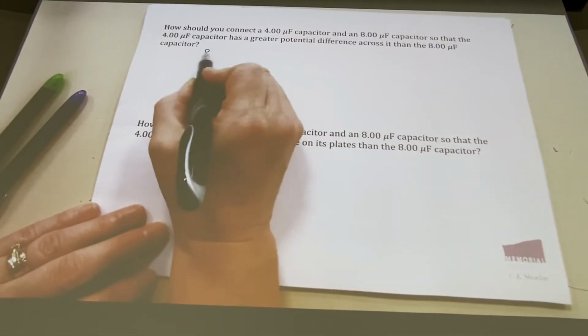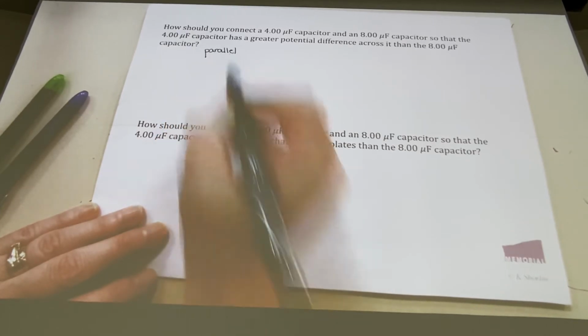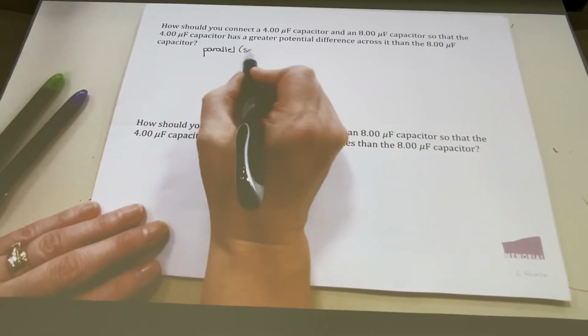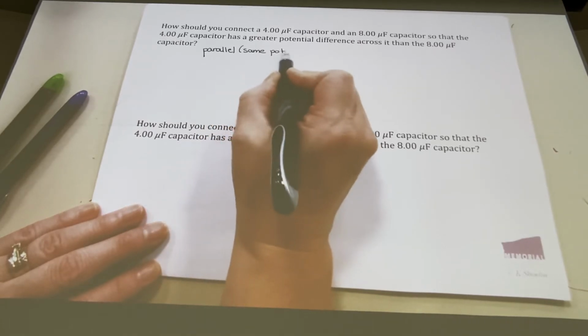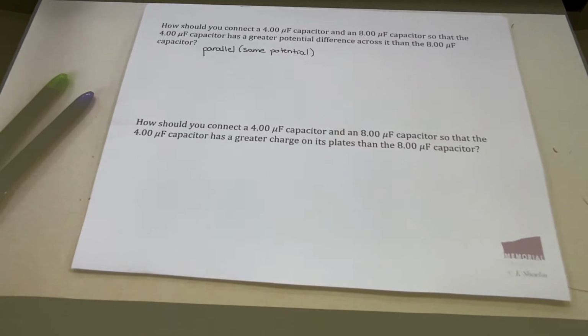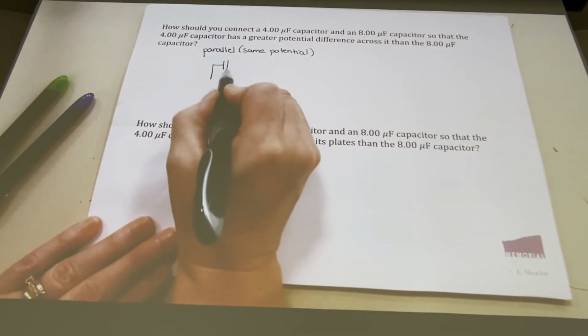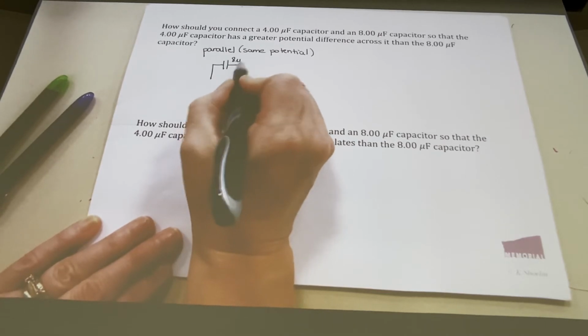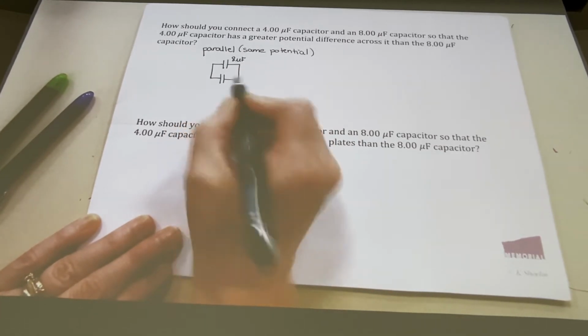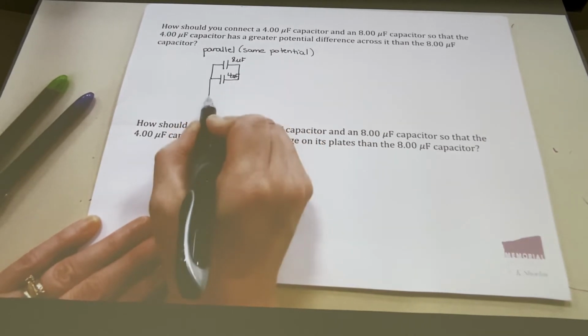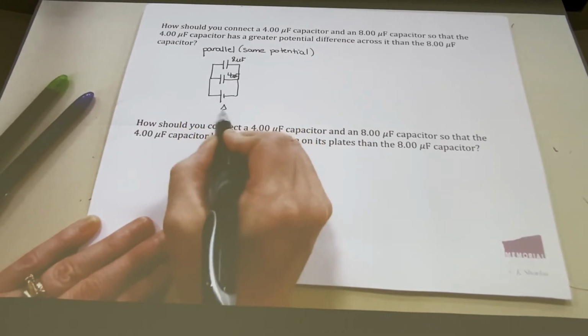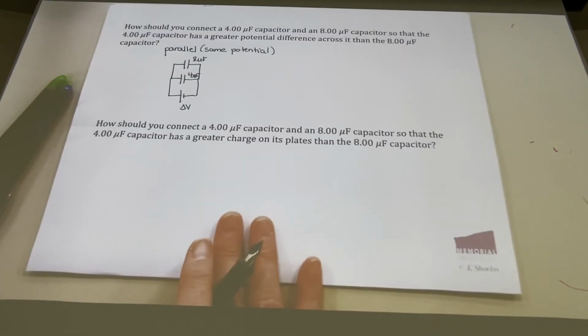So parallel, and as soon as you write down this word, you might write in brackets, same potential. And as soon as you write down same potential, you might discard this as the correct answer. Because we're asking how do we hook it up to give one a bigger potential? Well, clearly it can't be this way because that's the same potential. But let's go ahead with our diagram all the same. For a parallel connection, we'll have one capacitor on top. I'm going to call that one the 8 microfarad. One capacitor in the middle, that's going to be our 4 microfarad. And then they're both connected to a battery that has some potential delta V. So they both have the potential delta V. This one is not our answer.